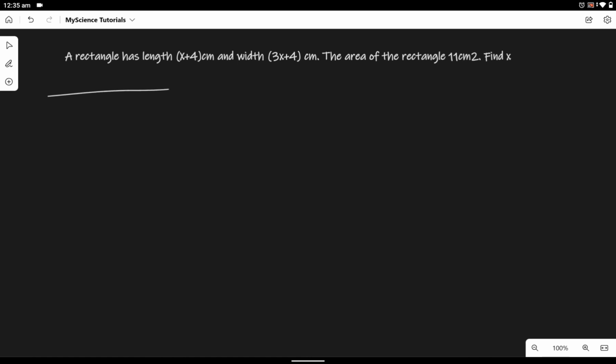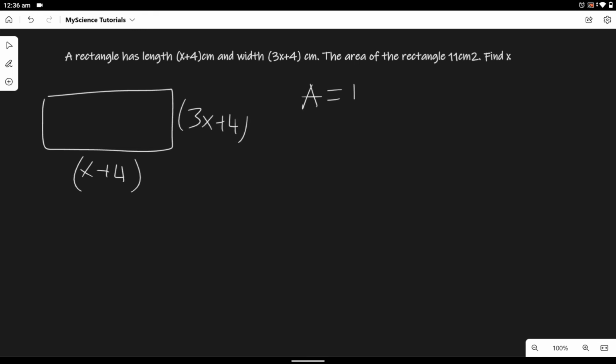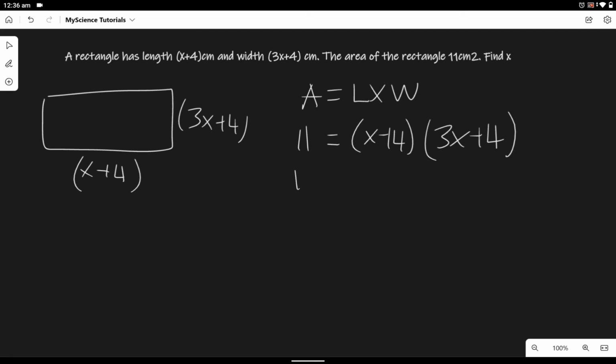So if we draw our rectangle, our length is going to be x plus 4, and then our width is going to be 3x plus 4. As usual, we know that our area is equal to length multiplied by the width, and our area was given to us to be 11. This is equal to, then we multiply x plus 4 by 3x plus 4. So from here, we have 11 is equal to, we expand the bracket, so we have x multiplied by 3x plus 4.